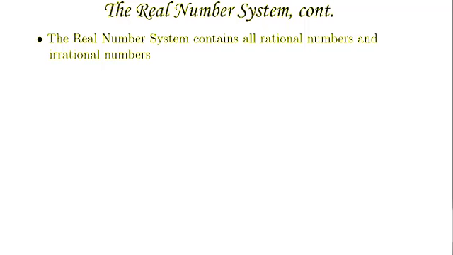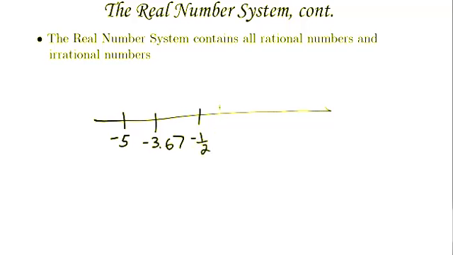The real number system contains all rational numbers and all irrational numbers. In the beginning, I said that real numbers are those numbers that can be expressed on the number line. So if I gave you some examples, such as -5, -3.67, -1/2, 0, 1, these are all rational numbers, but irrational numbers would be included here as well.